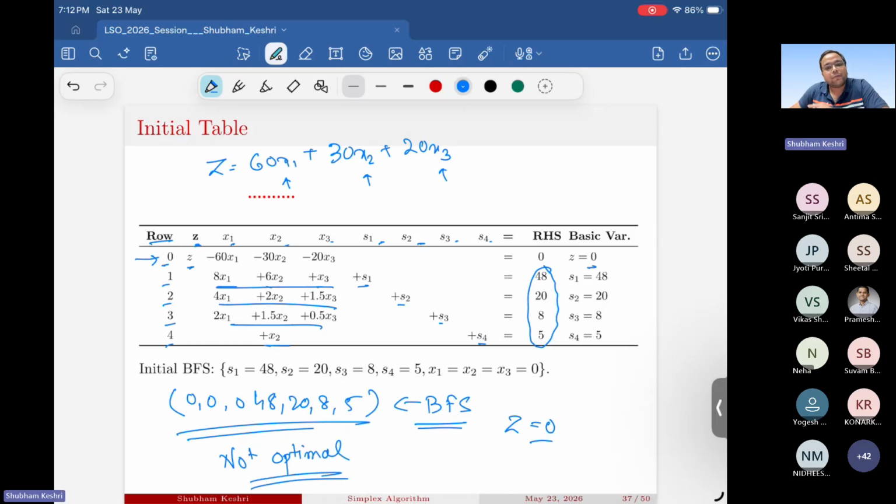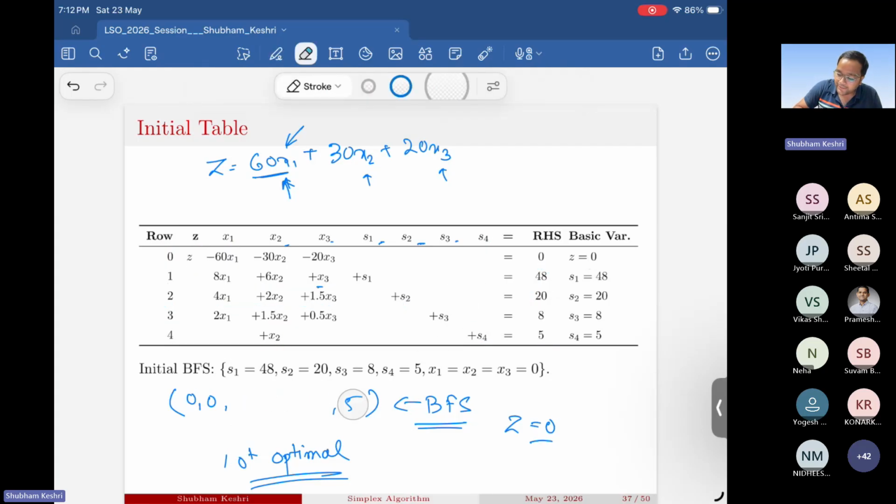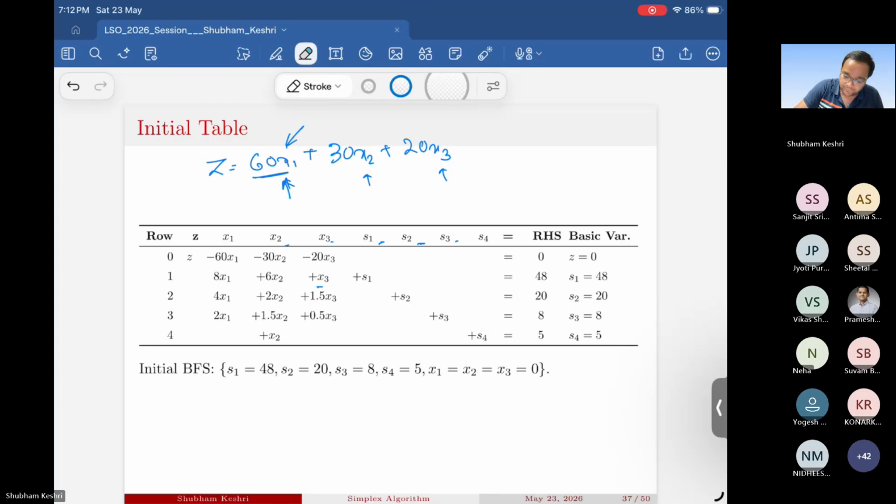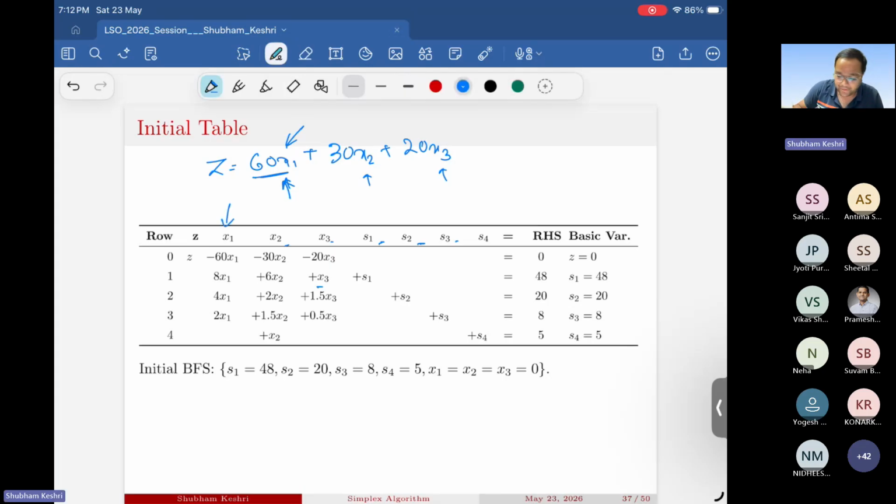Okay, now we will pick one of the variables and increase its value. So which one do we pick? We can pick any one. But since we see that x1 has the largest coefficient, 60, we will pick x1. And we will label it as the entering variable. We will make x1 the entering variable. Is it clear? This will be the entering variable.